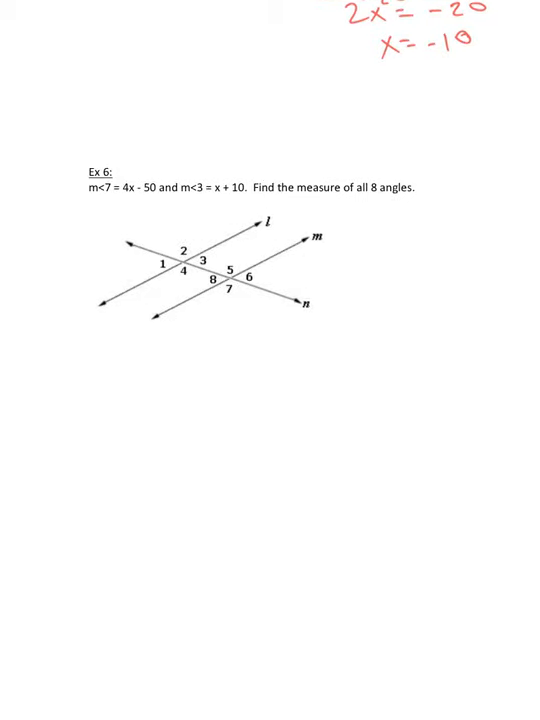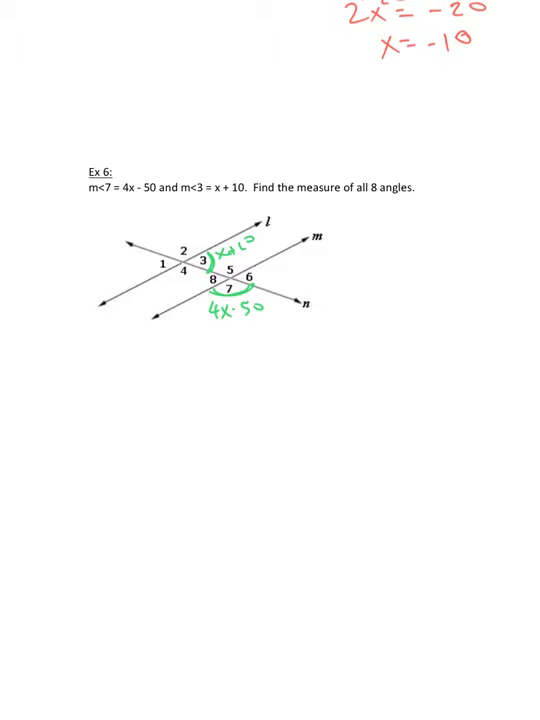Example 6 says the measure of angle 7 is 4x minus 50. So this angle here is 4x minus 50. And the measure of angle 3, this one here, is x plus 10. Now if you look, there's no direct relationship between these. That happens sometimes. That's why I saved this one for last. They're not alternate interior because they're not both on the inside. They're not vertical. They don't share a common point. They're not alternate exterior because they're not both on the exterior. They're not same side interior because they're not both on the interior.